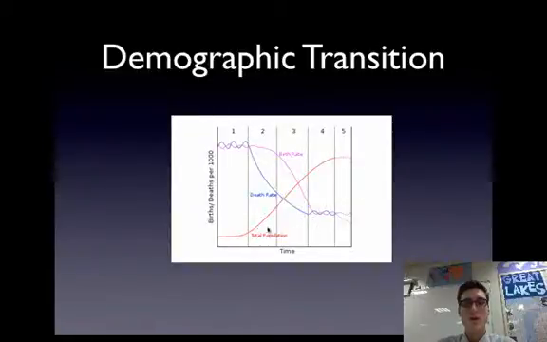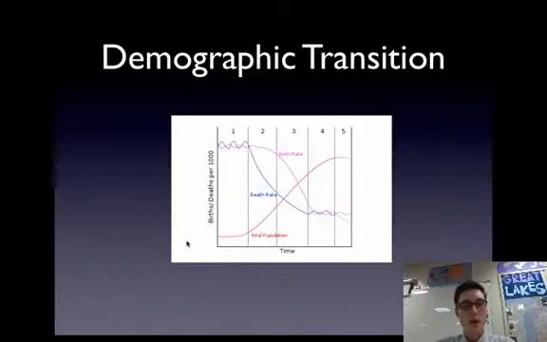So this here is a model that is loosely based on the experience of England in the late 1700s and still continuing to today. It basically states that countries go through stages of transition. So stage 1, 2, 3, 4, and 5. And all countries will eventually follow the demographic transition model theoretically.